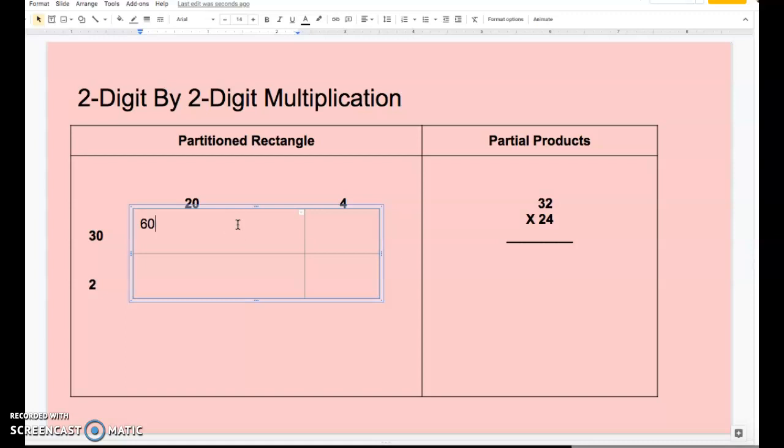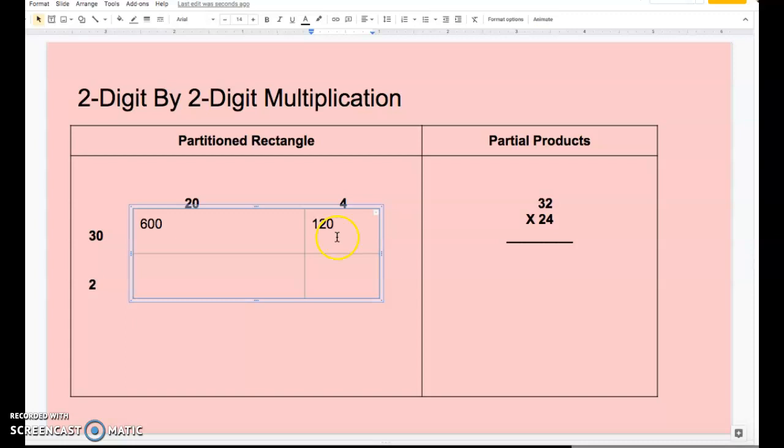20 times 30 I know is 600. Now I'm going to move on to the box to the right of that. It's still in this row that is for 30, but the column is now showing the digit 4. So I'm multiplying 4 times 30 to fill in this box. When I do that, I know 4 times 30 would be 120.